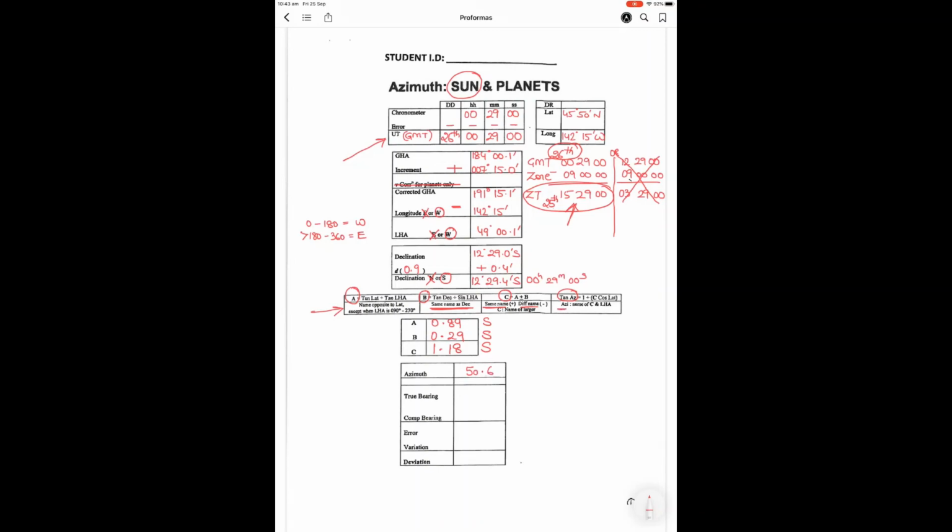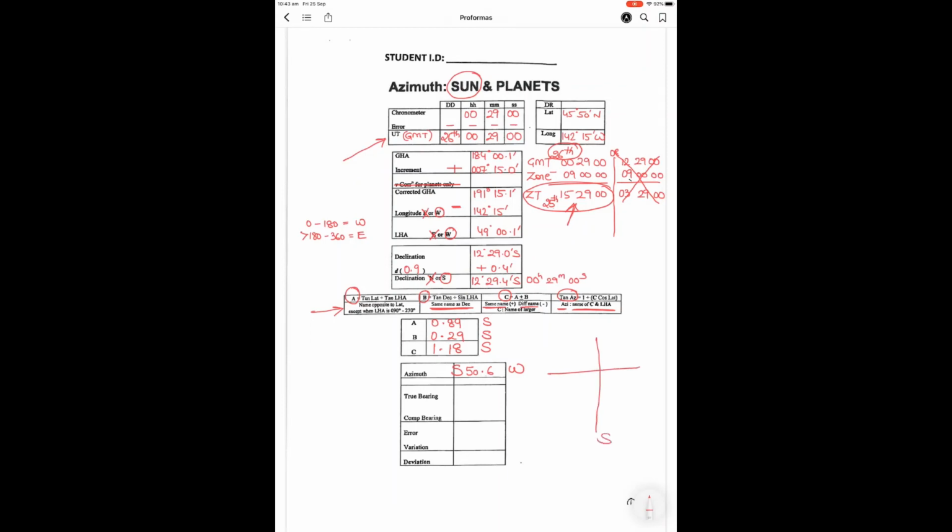How do you name azimuth? Azimuth is named name of C and LHA. So C is named south, you will name it south. And LHA, remember I told you this will be handy later on. So LHA is named west, you will name it west. So what is south 50.6 west?